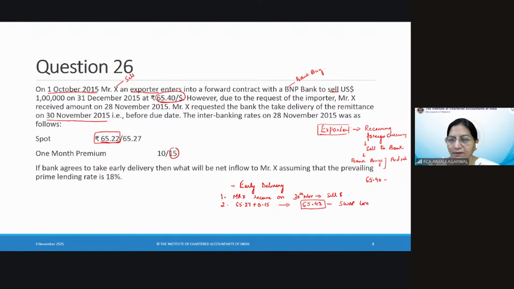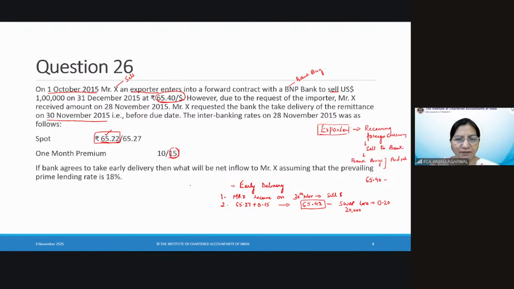Right? So two things are happening here. One, the bank will have to sell the dollars it receives on 30th November at 65.22. And because it had covered its position in the interbank and it is not going to receive the dollars on 31st December, it will buy the dollars from the market at 65.42. So 65.42 minus 65.22, swap loss is 20 paisa, and 20 paisa per dollar into 100,000. That is a loss of 20,000, which it will recover from the customer.